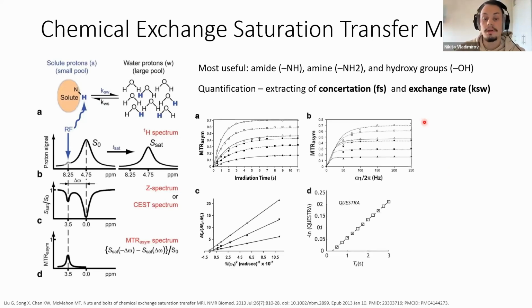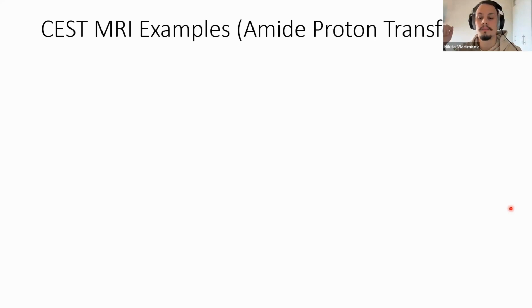and we can perform model fitting and extract this information. And there are multiple models, most of which are based on the steady state solutions of the Bloch-McConnell equations. It's similar to the simple Bloch equation, but it's extended to the chemical exchange. So yeah, after model fitting, we will quantify the exact parameters. So let's look at some examples.